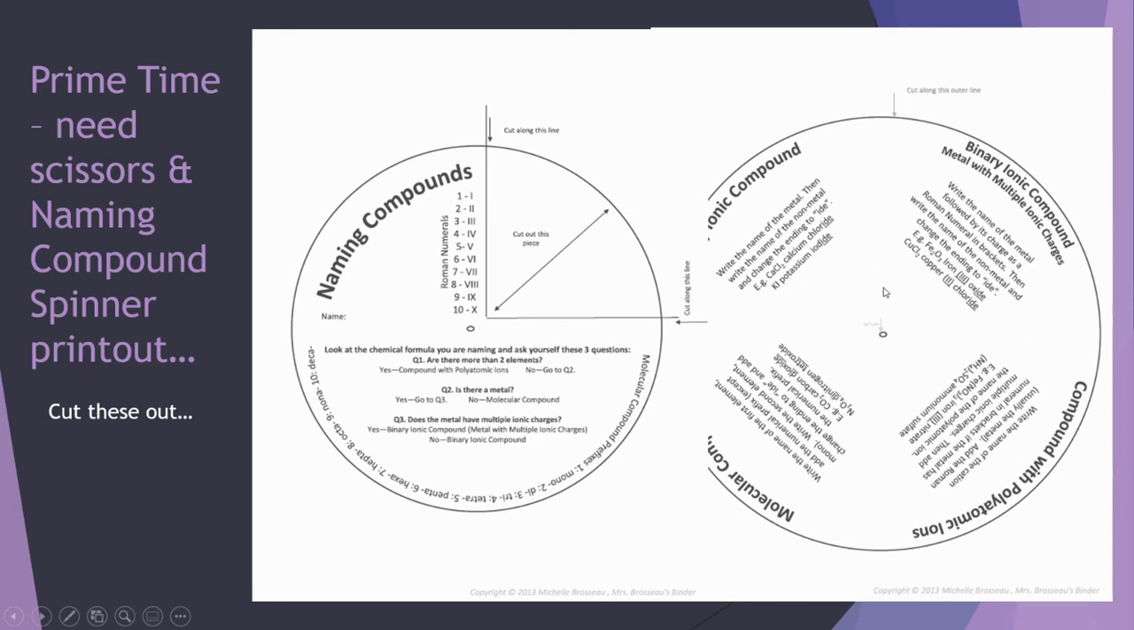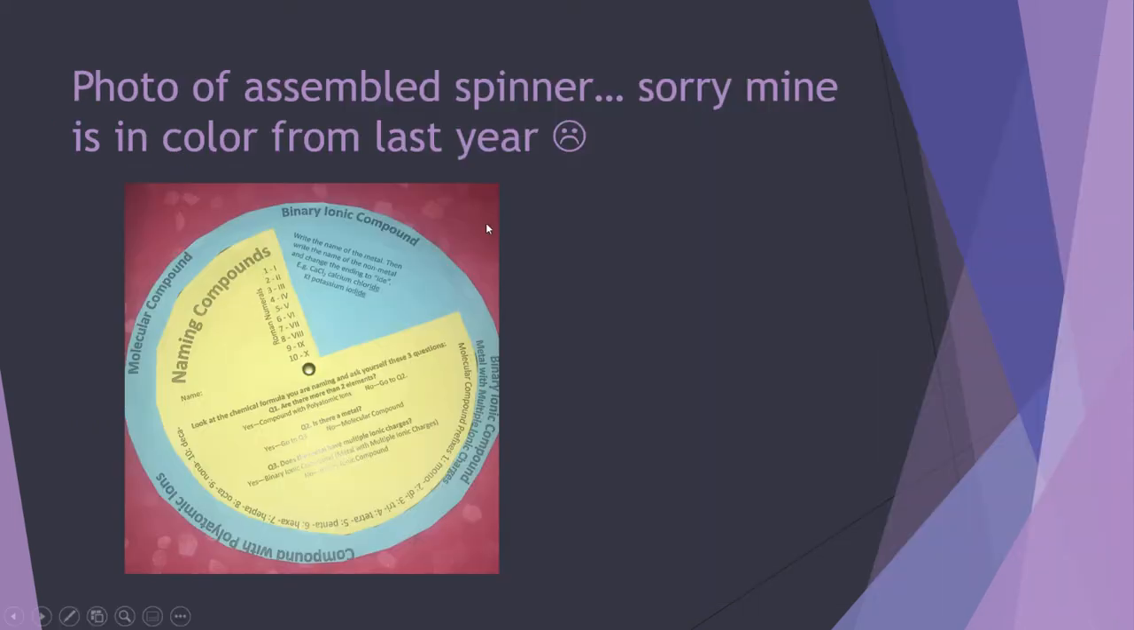If you have a brad that you can insert through these little center sections here, great. If not, you might be able to use a paper clip and bend it so that it's kind of like the brad. So this is what mine looks like, and I'm really sorry, but mine is in color because I normally copy these on colored paper. Sorry, that really wasn't going to happen this year. So this is what mine looks like.